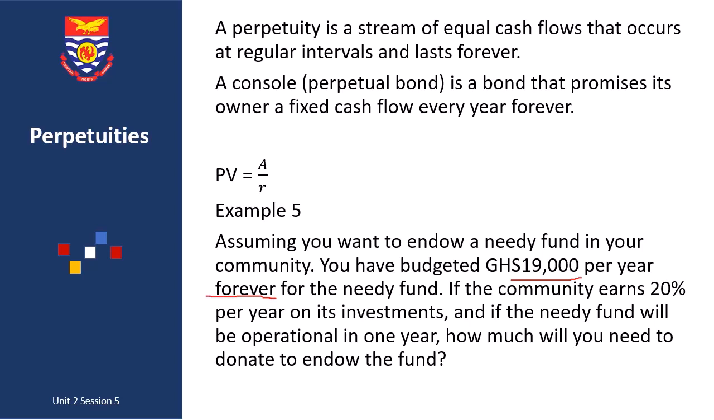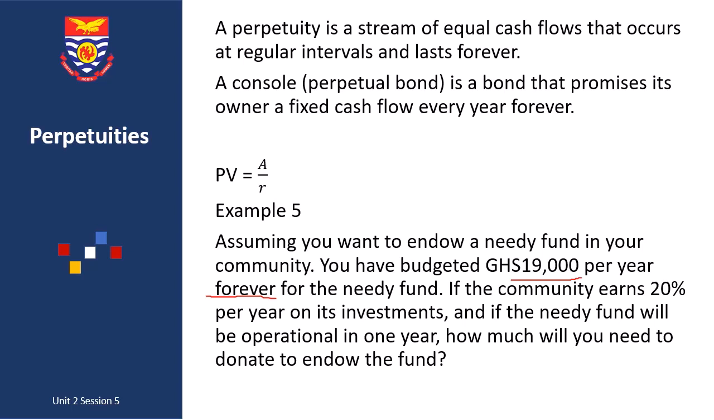Alright, so whenever the cash flows is indefinitely given, you have to use the perpetuity formula to find the present value. So if the community earns 20% per year on its investment, and if the needy fund will be operational in 1 year, how much will you donate to endow the fund? So you've budgeted 19,000 per year forever. So you want to find how much you will need to donate today to endow the fund.